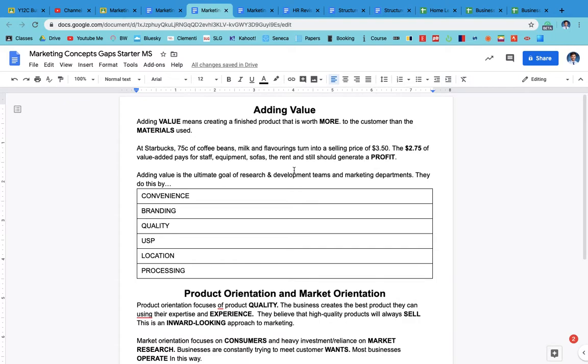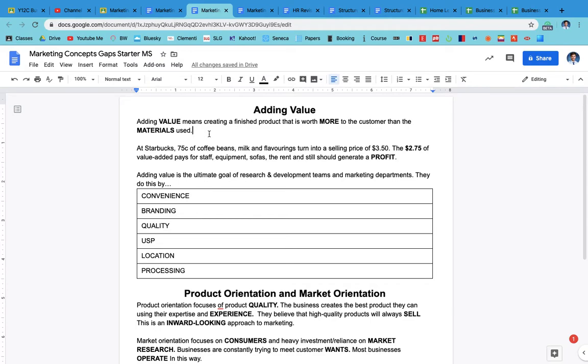Okay, so I've got my answer sheet here, so let's have a look then. Adding value means creating a product that is worth more to the customer than the materials used. So the definition is that it's not the same as profit, it's what the business manages to add on to the raw materials or the cost of getting the product in. A supermarket isn't making anything, so they're buying in products to sell, milk, rice, eggs, whatever it is, and then the difference between their cost price and the selling price is the value that they can add.